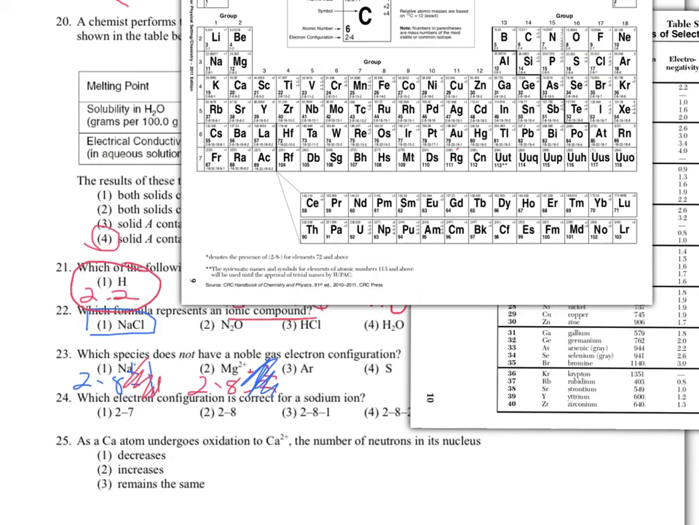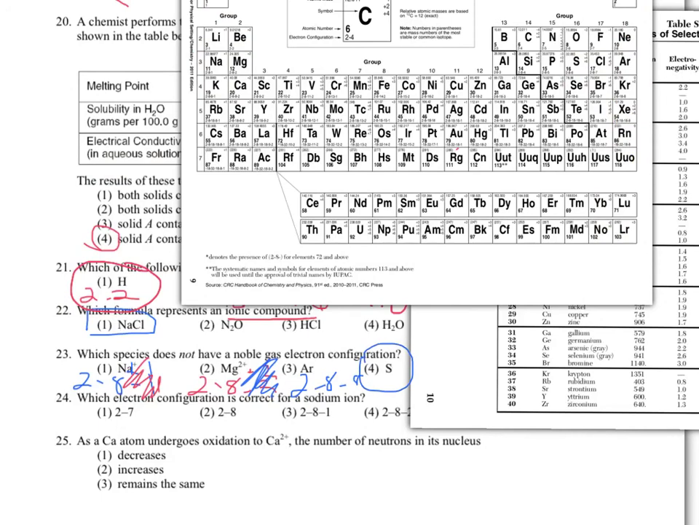Argon, element number 18, is a noble gas. It has an electron configuration of 2,8,8. And then sulfur, element number 16, has electron configuration of 2,8,6. The electron configuration of 2,8,6 is not found in group number 18, so this is not that of a noble gas.